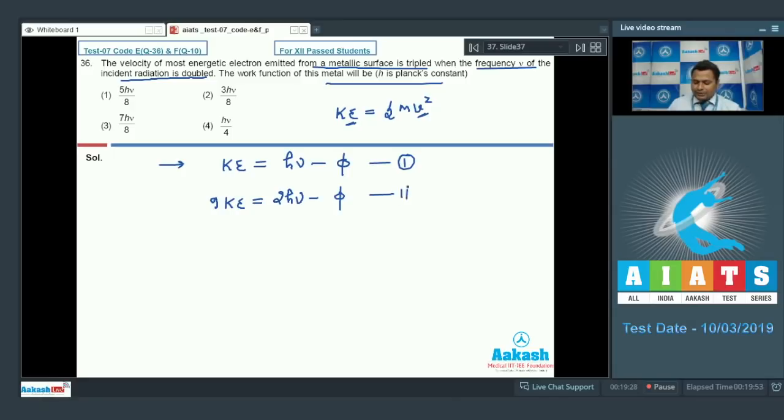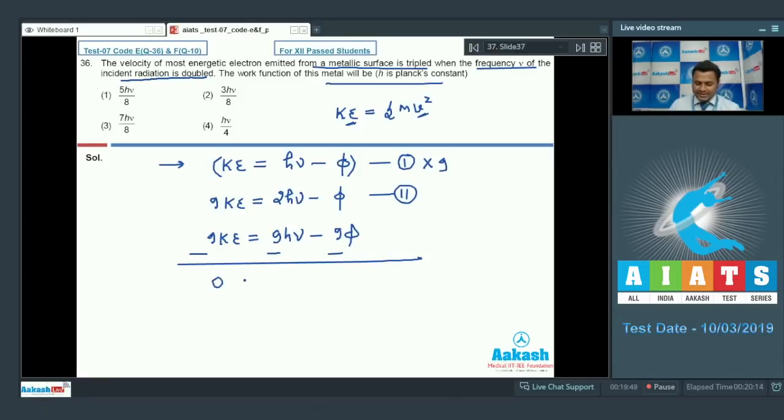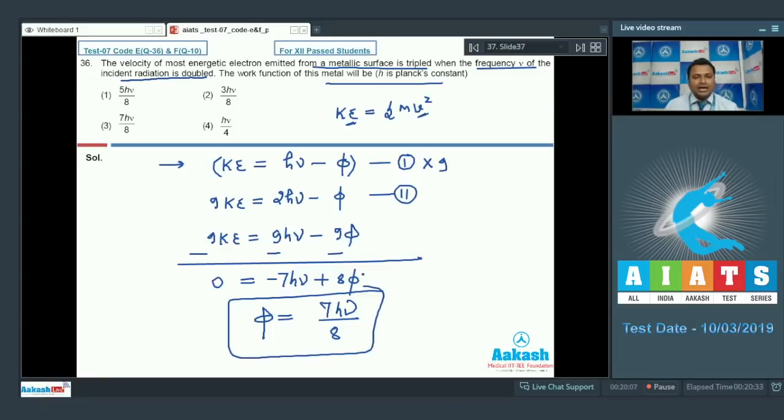Solving equation number 1 and 2, let's multiply equation number 1 with 9. We get 9 KE equals 9 h nu minus 9 phi. Subtract them, we get 9 KE minus 9 KE, that is 0, equals 2 h nu minus 9 h nu, that is minus 7 h nu, plus 8 phi. After solving, we get the value of work function as 7 h nu divided by 8 as our answer. And after looking at the options, we can say that option number 3 is absolutely correct. We'll go with option number 3.